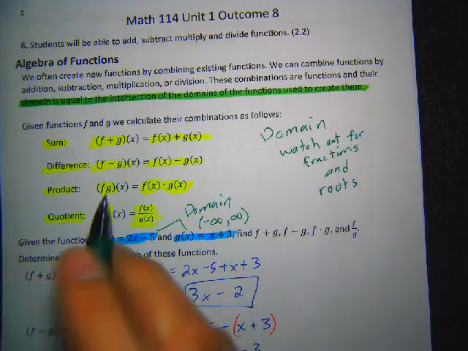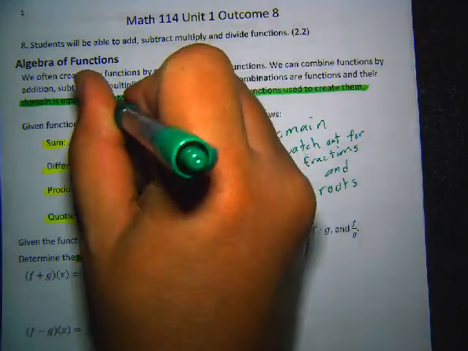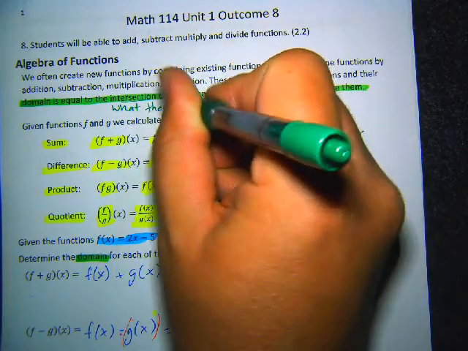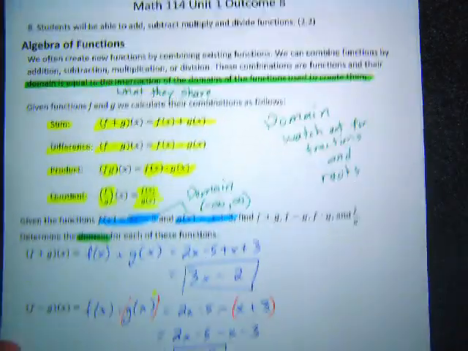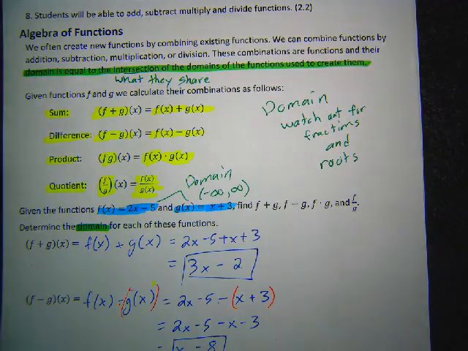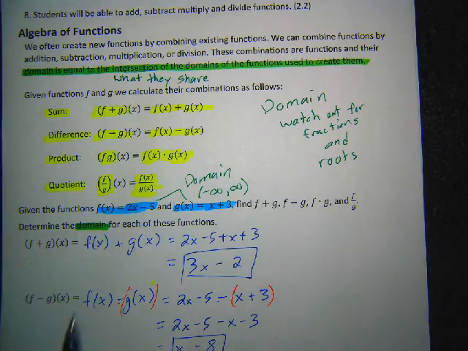And since the domain is the intersection, or what they share, that's what intersection means. It's what values they share. What's in both domains? Well, since they both have the exact same domain, negative infinity to infinity, the domain of these combinations is going to be everything, negative infinity to infinity. There's nothing they have to worry about.